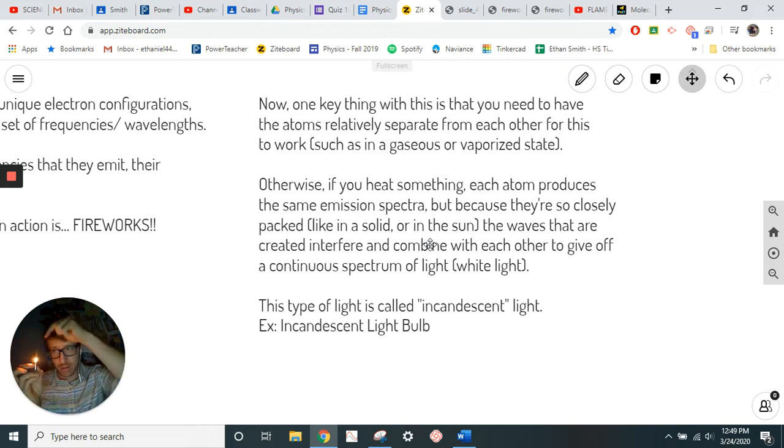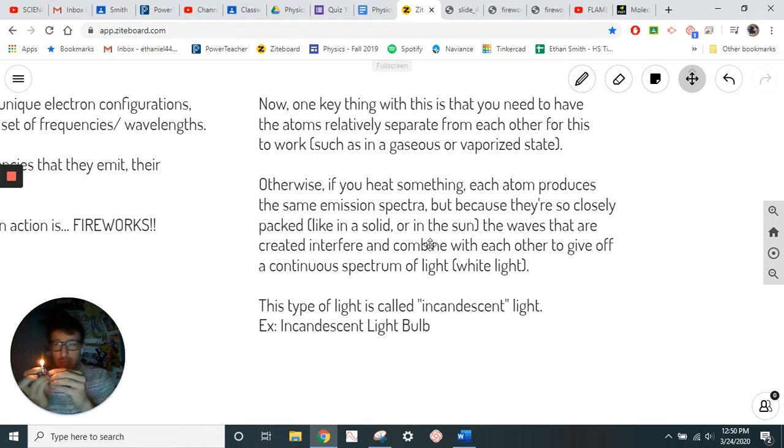So we're actually getting all the colors together in here. The same kind of thing happens in the sun, and this phenomenon is referred to as incandescence. In order to get emission spectra, like we get in those fireworks, we have to have atoms that are essentially vaporized. They're spread far apart and not tightly packed next to each other, so they can really emit those colors that we end up seeing.